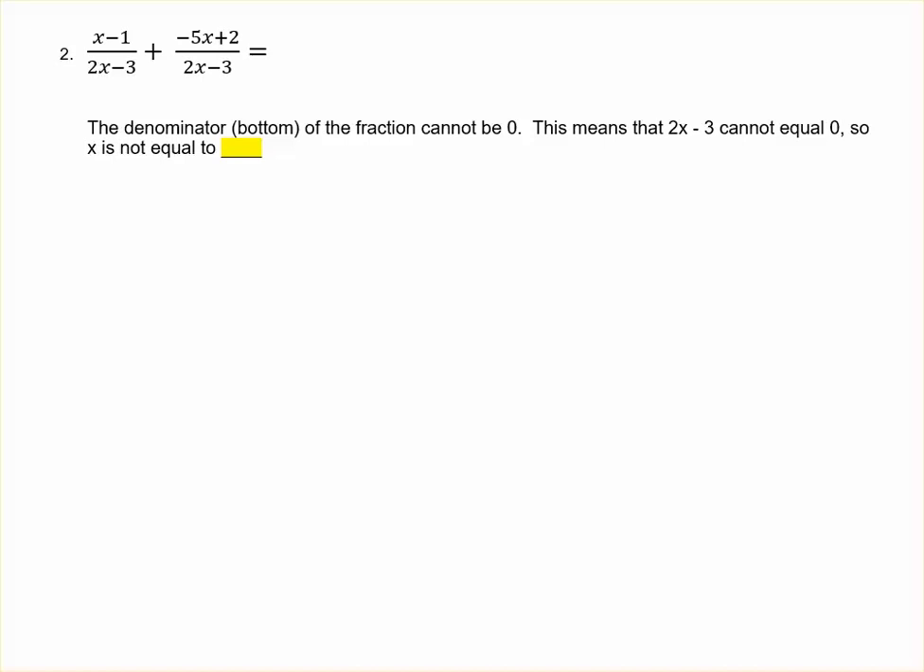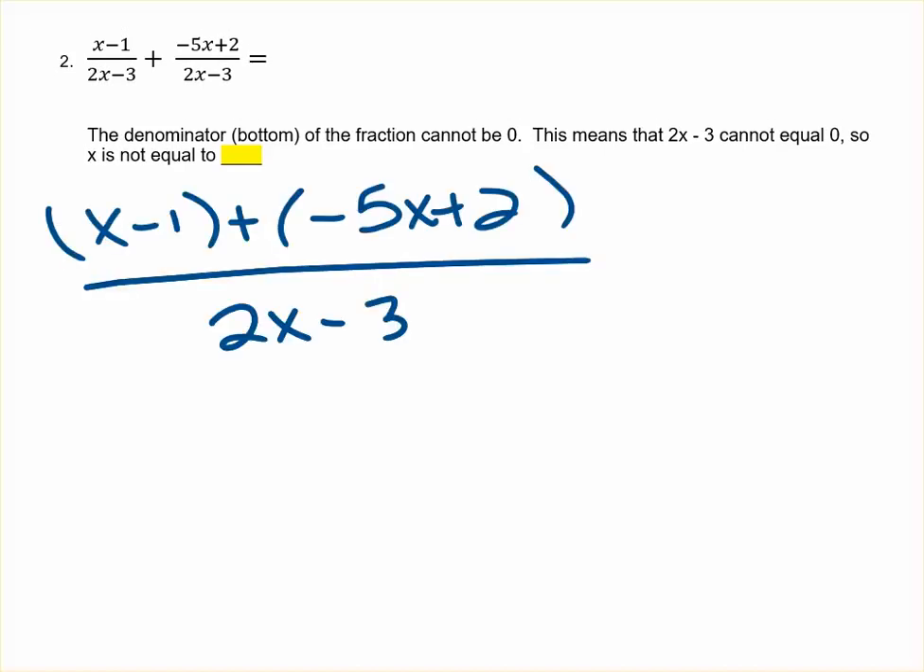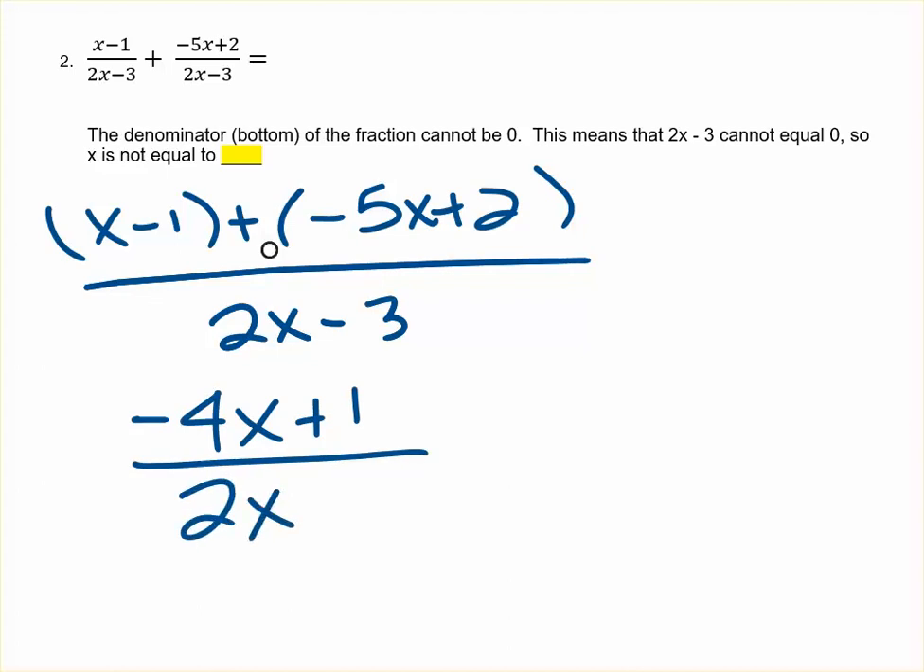Let's try this one. x minus 1 over 2x minus 3 plus negative 5x plus 2 over 2x minus 3. Okay, we have a common denominator, so we can go ahead and combine the tops. So x minus 1 plus negative 5x plus 2 will all be divided by 2x minus 3. I can go ahead and combine like terms on the top. So x minus 5x will give me negative 4x. Negative 1 plus 2 is plus 1. And my bottom is 2x minus 3.